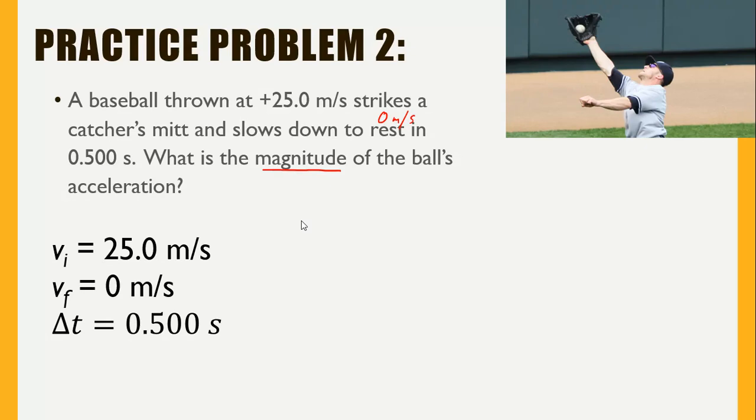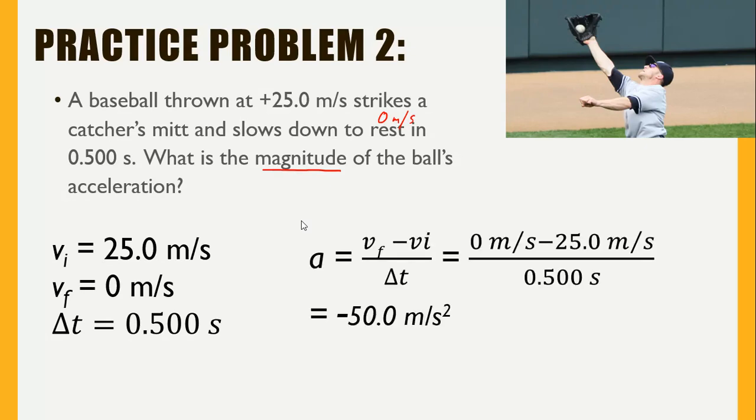So we just write down our variables, you guys. We plug them into our formula, and some of you might be like, wait a minute, this doesn't seem right. How do I have 0 minus something, right? Shouldn't it be the other way around? No, we wrote down our variables, you guys. VF goes here, VI goes here, and what we end up with is a negative acceleration.